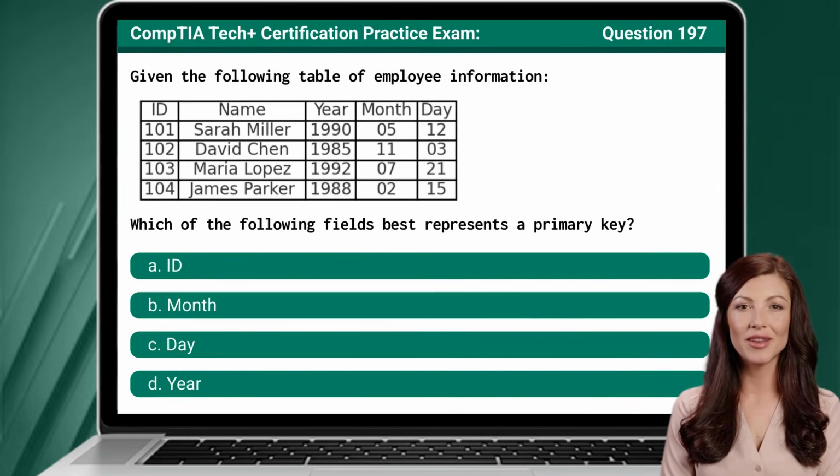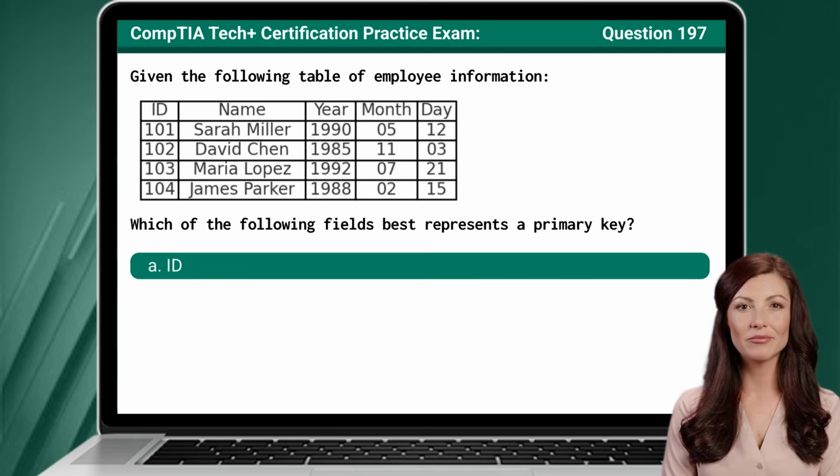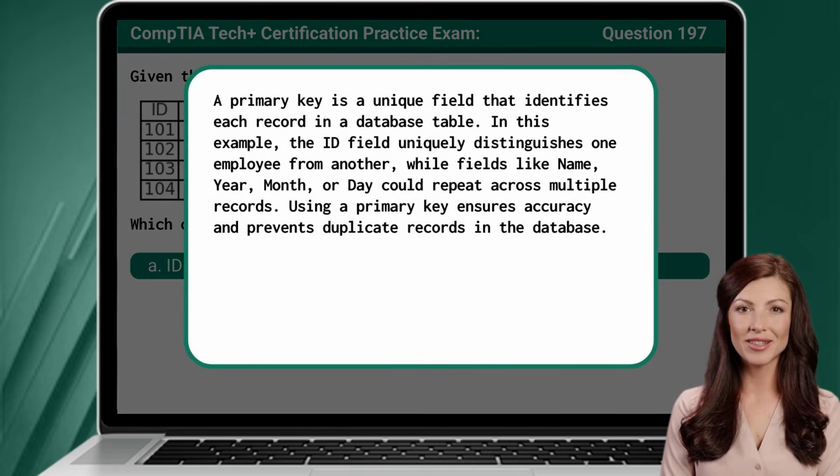Question 197. Given the following table of employee information, which of the following fields best represents a primary key? The answer is A. ID. A primary key is a unique field that identifies each record in a database table. In this example, the ID field uniquely distinguishes one employee from another, while fields like name, year, month, or day could repeat across multiple records. Using a primary key ensures accuracy and prevents duplicate records in the database.